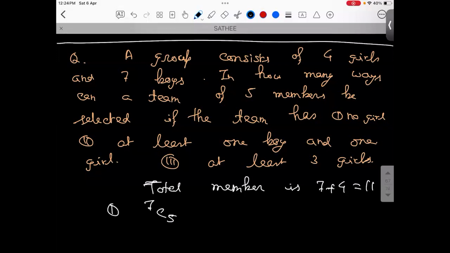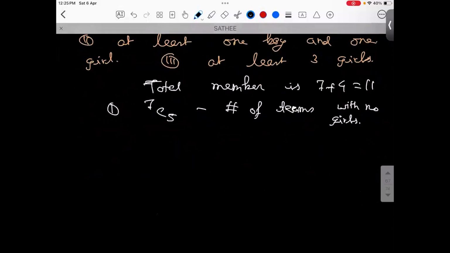Because they have put the condition that there will be no girls in the committee, or in the group. Okay. So these are the number of teams which can be made with no girls. Fine.